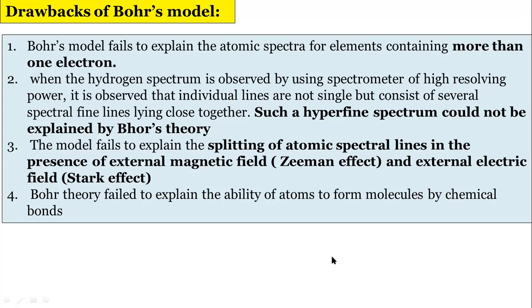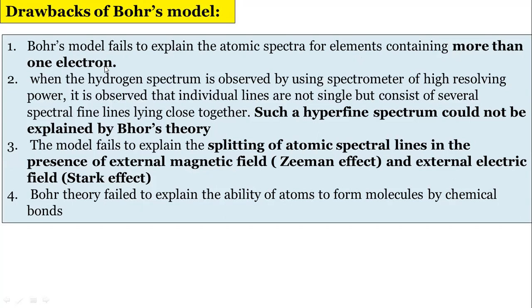So yesterday we studied Bohr's atomic model. This Bohr's atomic model is only related to the hydrogen atom; he studied the hydrogen spectrum and explained his model. But there are some drawbacks of this Bohr's theory. I think we also discussed these drawbacks yesterday. Again, I will explain in 2 minutes. So this Bohr's model fails to explain atomic spectra of elements containing more than one electron.